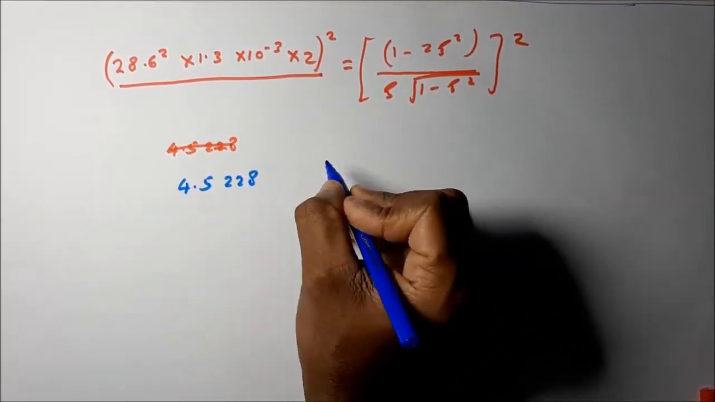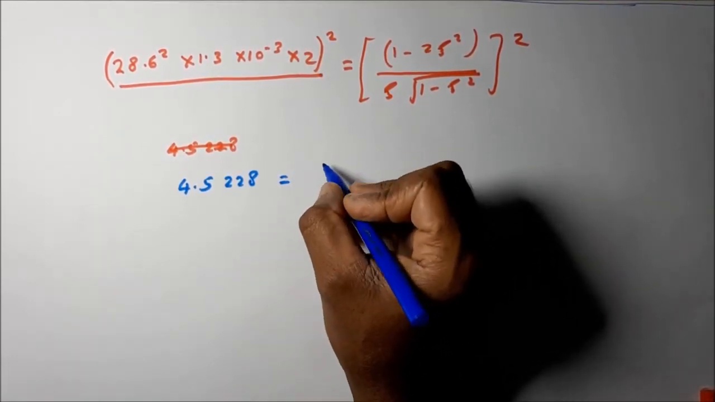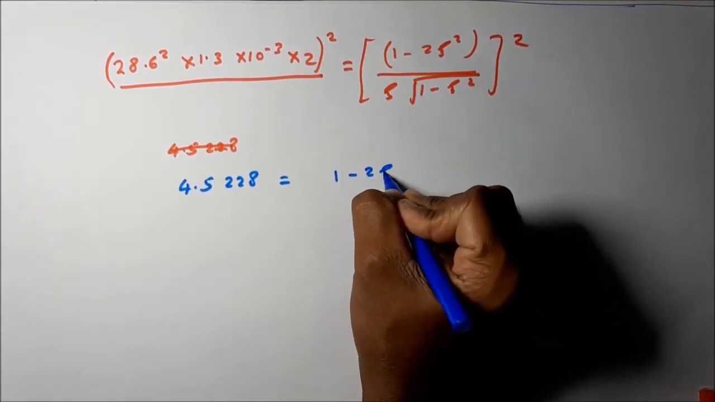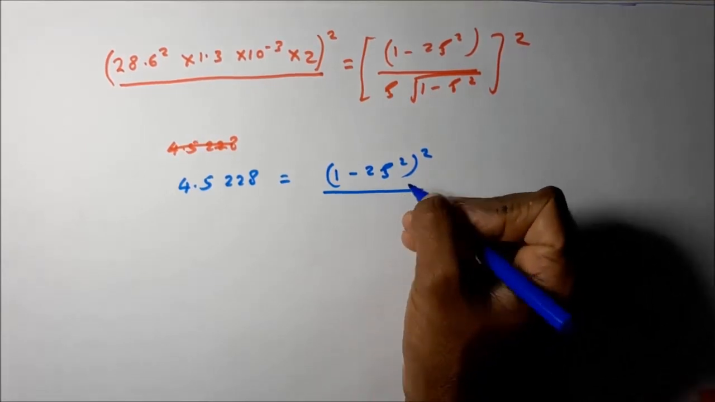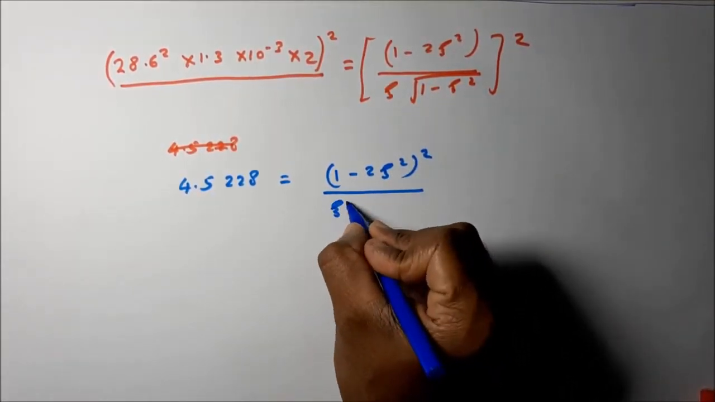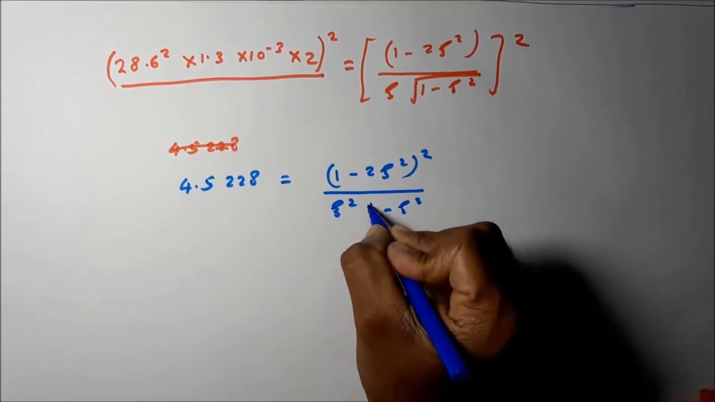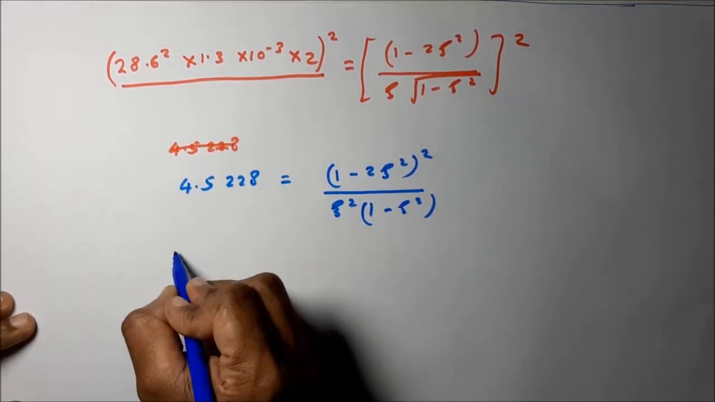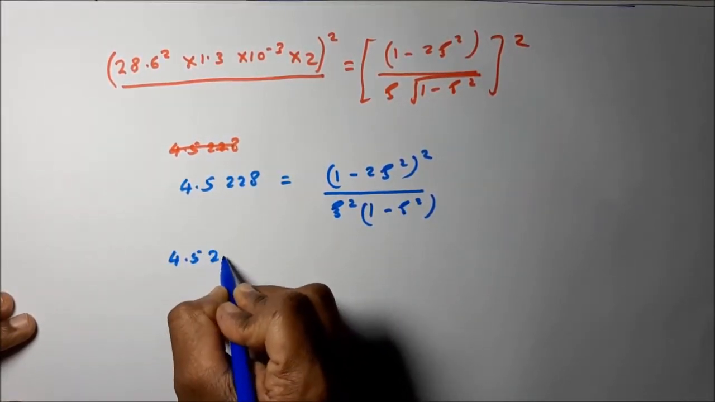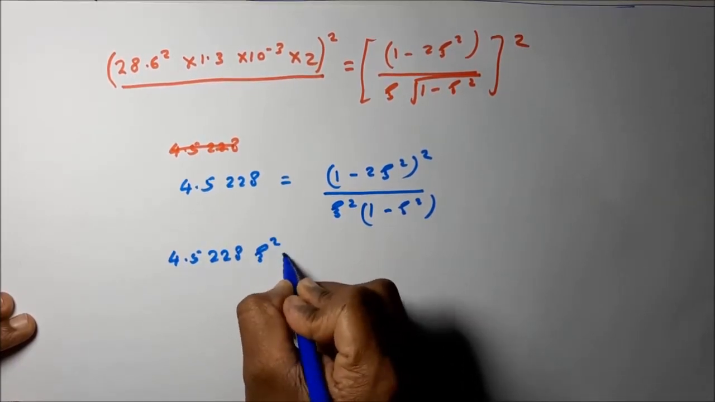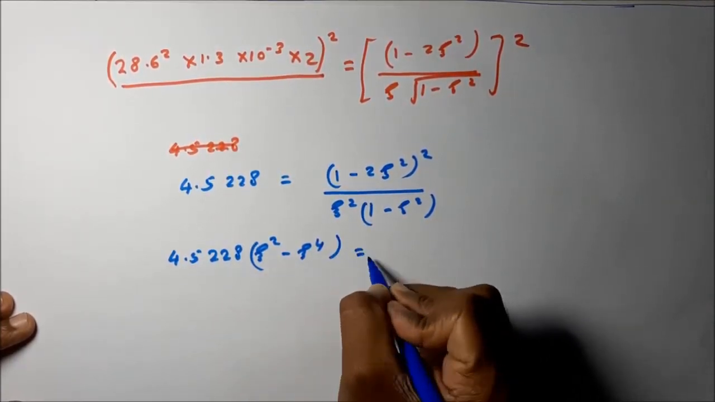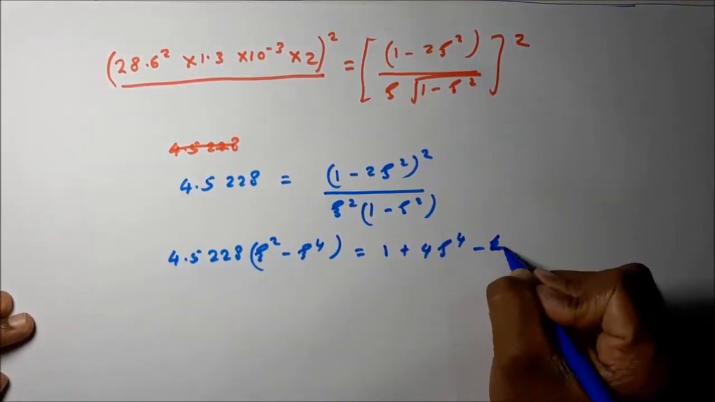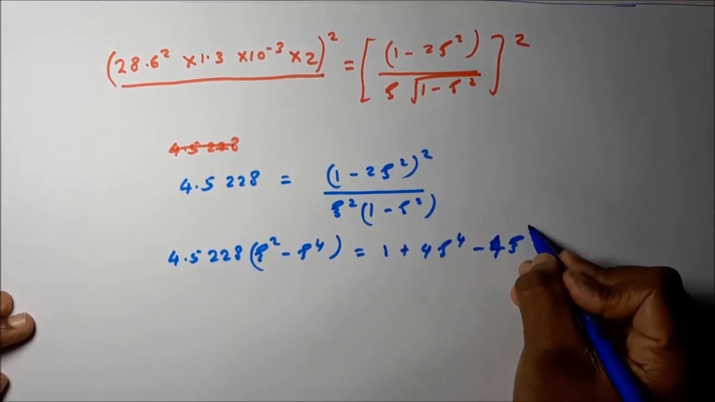4.5228 is equal to square 1 minus 2 theta squared. So then by taking the theta square, 1 minus theta squared. By simplifying this equation, I am going to take to one side: 4.15228 theta squared minus theta to the power 4 is equal to 1 plus 4 theta to the power 4 minus 4 theta squared.